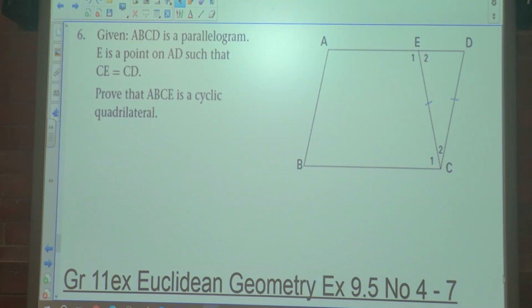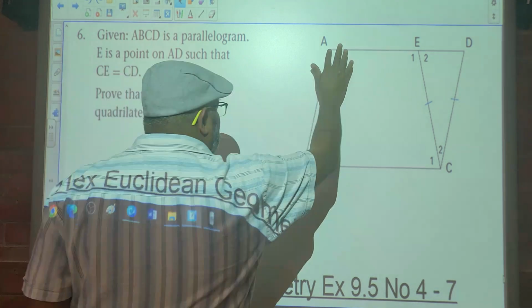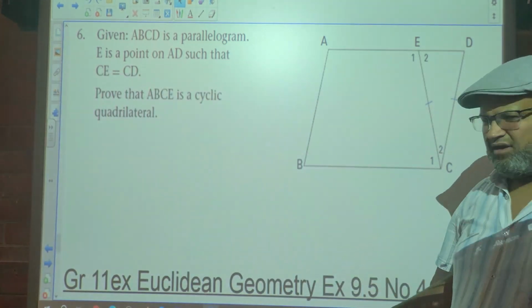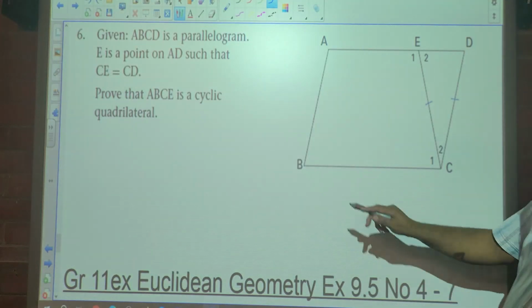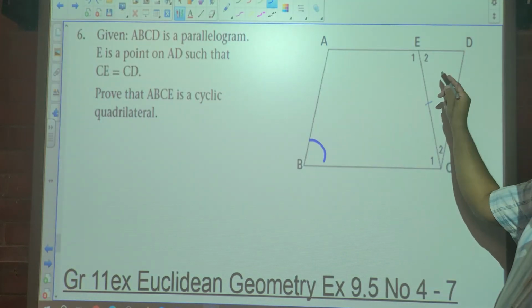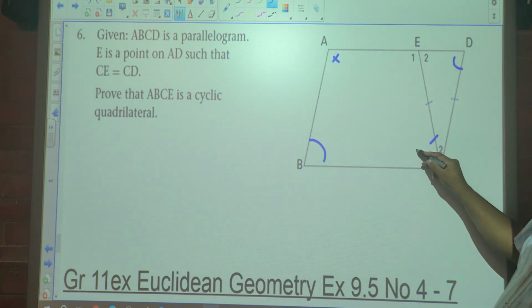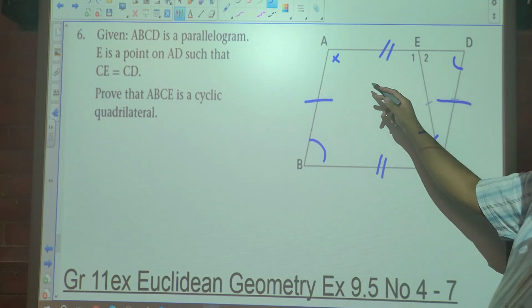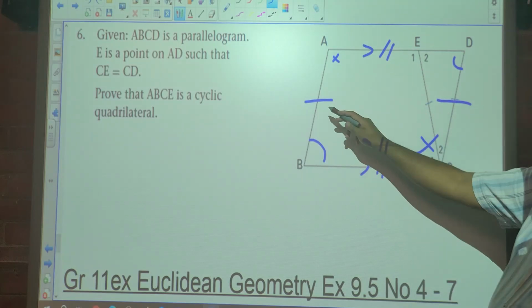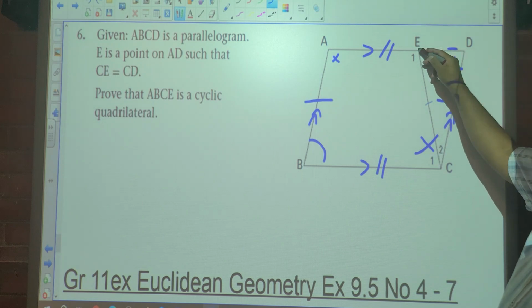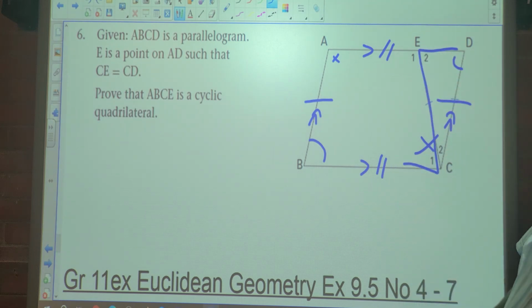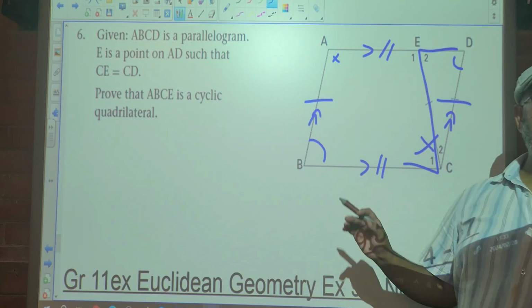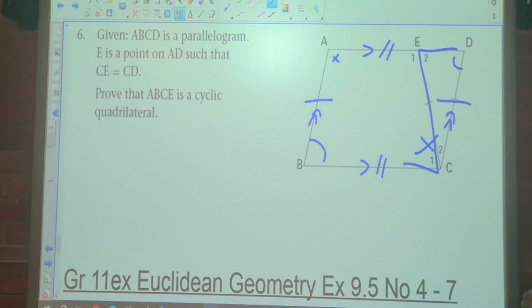Right? People, given ABCD is a parallelogram. If ABCD is a parallelogram, what do we know? Alternate angles. Opposite angles are equal. Opposite sides are equal. Opposite sides are parallel, yes? Or is that why she's saying alternate? Nice, okay, understand. What else? Diagonals bisect each other, but there's no diagonals here, okay.